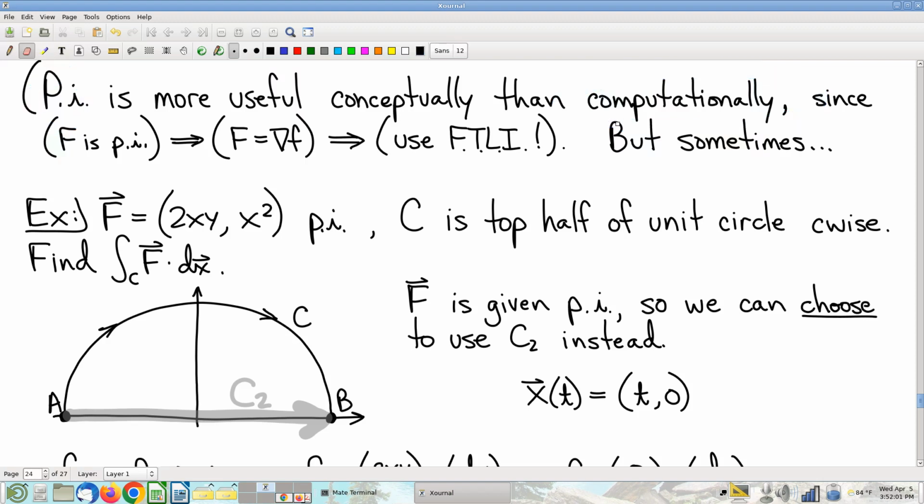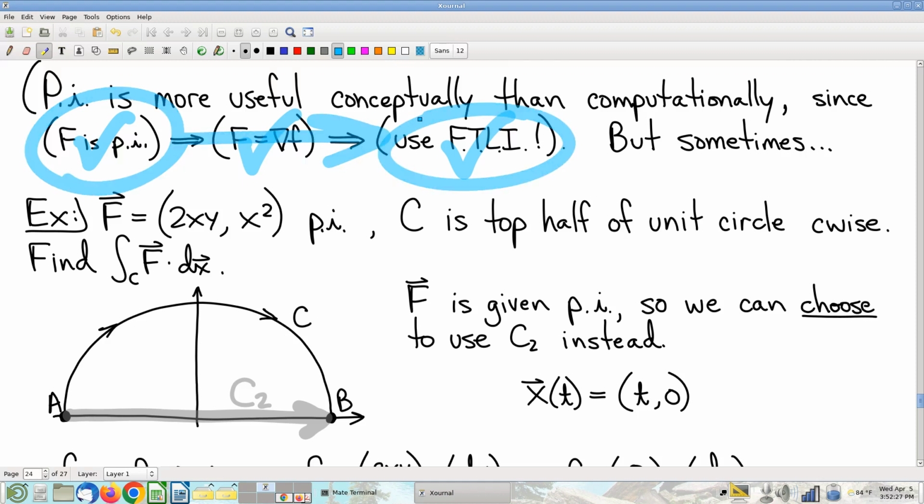It's because if you have a path-independent vector field, we just got through discussing, that means it's a gradient. Well, wait a second. If it's a gradient, I can use the fundamental theorem of line integrals, which is a sledgehammer for vector line integrals. It's really easy to use the fundamental theorem of line integrals. So, who needs path independence as a computational tool? Anytime you could conceivably use it, how about you just use the fundamental theorem of line integrals instead? Right?